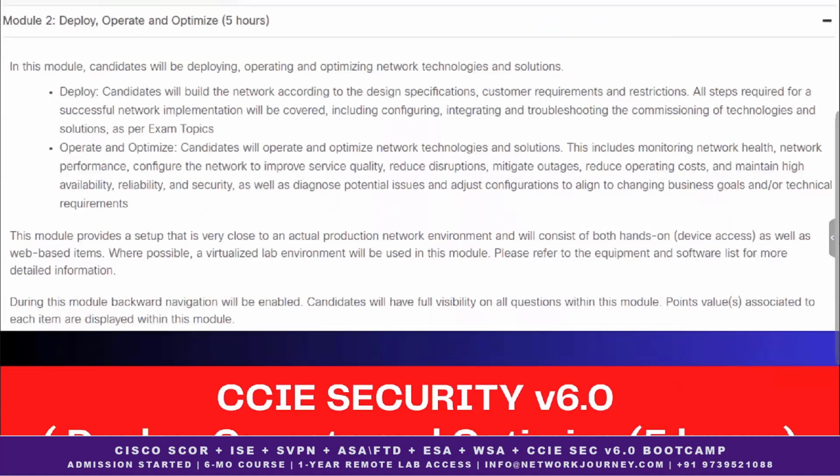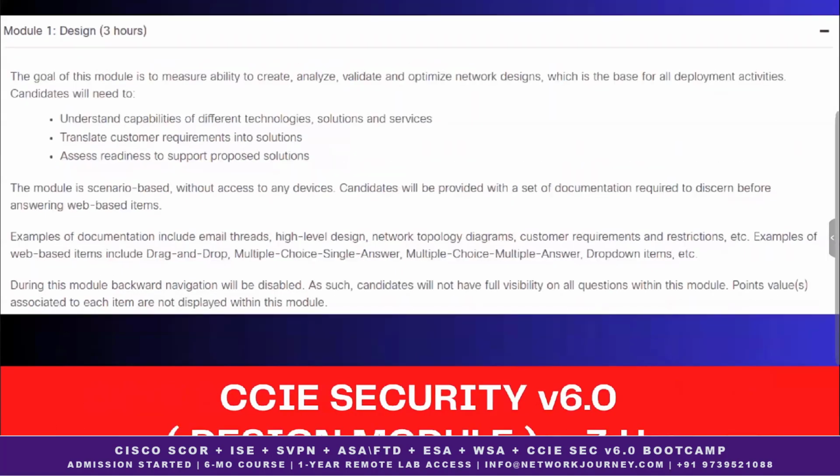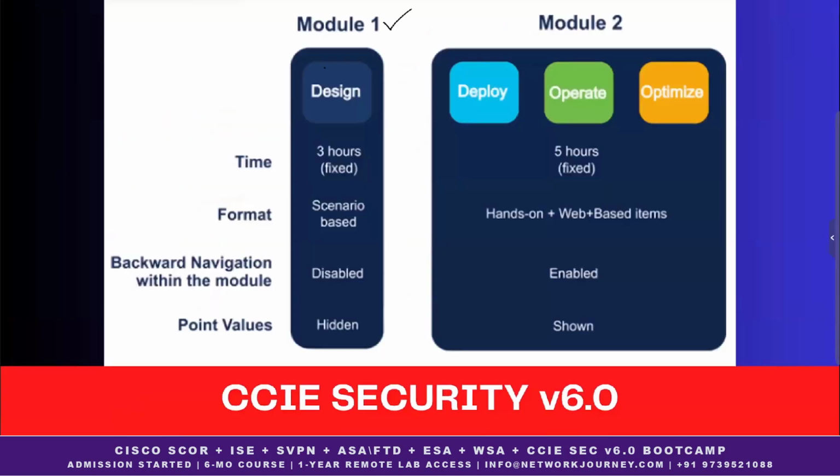This is the format of the CCIE. Module 1, which is design, 3 hours. Module 2 is more like configuration. You need to remember the lines of command. It's where your lab starts. Okay, the lab part is over here.